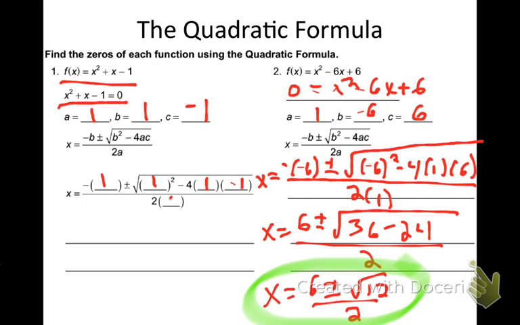I can simplify the radical square root of 12. How does the square root of 12 simplify? Anybody? 4 and 3, right? It's the square root of 4, the square root of 3. The square root of 4 is actually 2. So this becomes x equals 6 plus or minus 2 square root of 3 all over 2. Okay, all I did right there is I simplified the square root of 12. I simplified the radical. We know how to simplify radicals. We're getting really good at it.